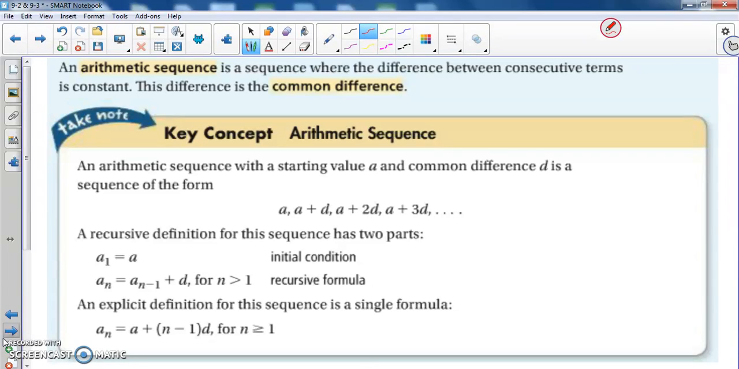We have a recursive definition for this sequence that has two parts. A sub 1, or our first term or our initial condition, is a, and our recursive formula is a sub n is equal to a sub n minus 1 plus d, where n is greater than 1, or our term number is greater than 1. An explicit definition for the sequence is a single formula. A sub n is equal to a plus n minus 1 times d.